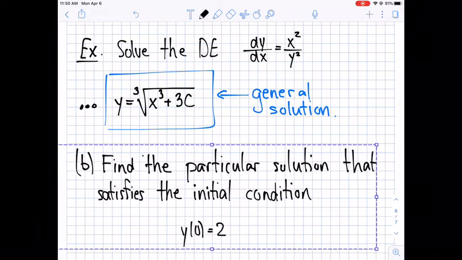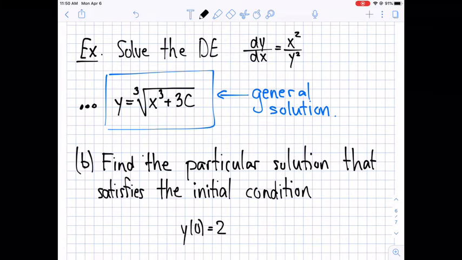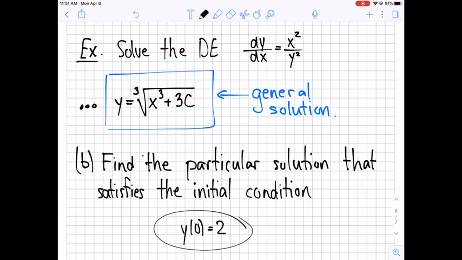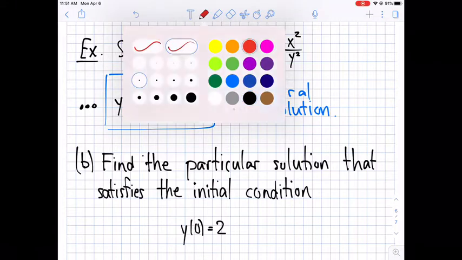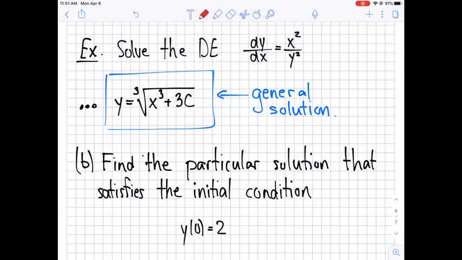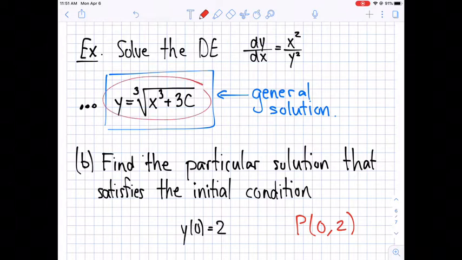So here, part B, we're going to look at finding the particular solution to this differential equation that satisfies the initial condition where y of 0 is equal to 2. So again, I want to keep coming back to this idea that really these initial conditions are just points on the curve. This is saying that if x is 0, y should be equal to 2, and we want to find the one specific curve in our general family of solutions that passes through this point 0, 2.